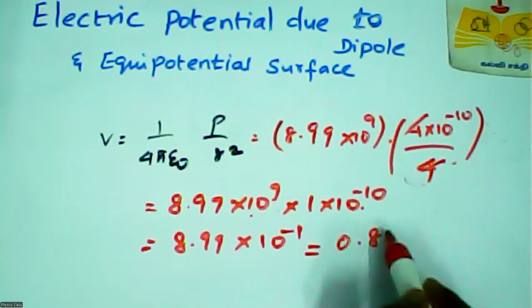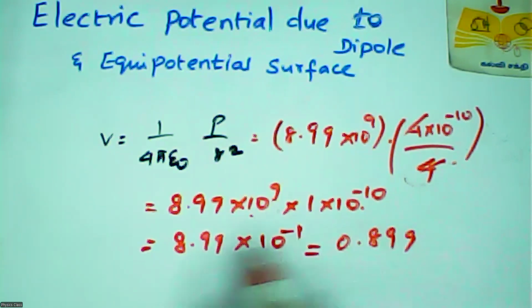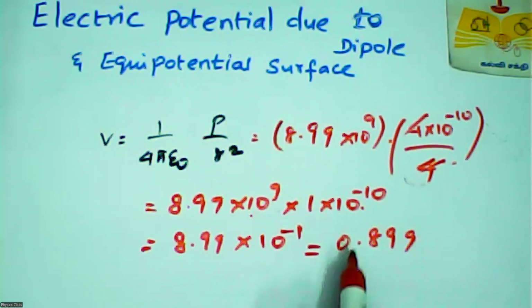So 8.99 into 10 power minus 1 we can also write as 0.899 volt. So the potential at the point on the axial line is approximately 0.899 volt. Clear?